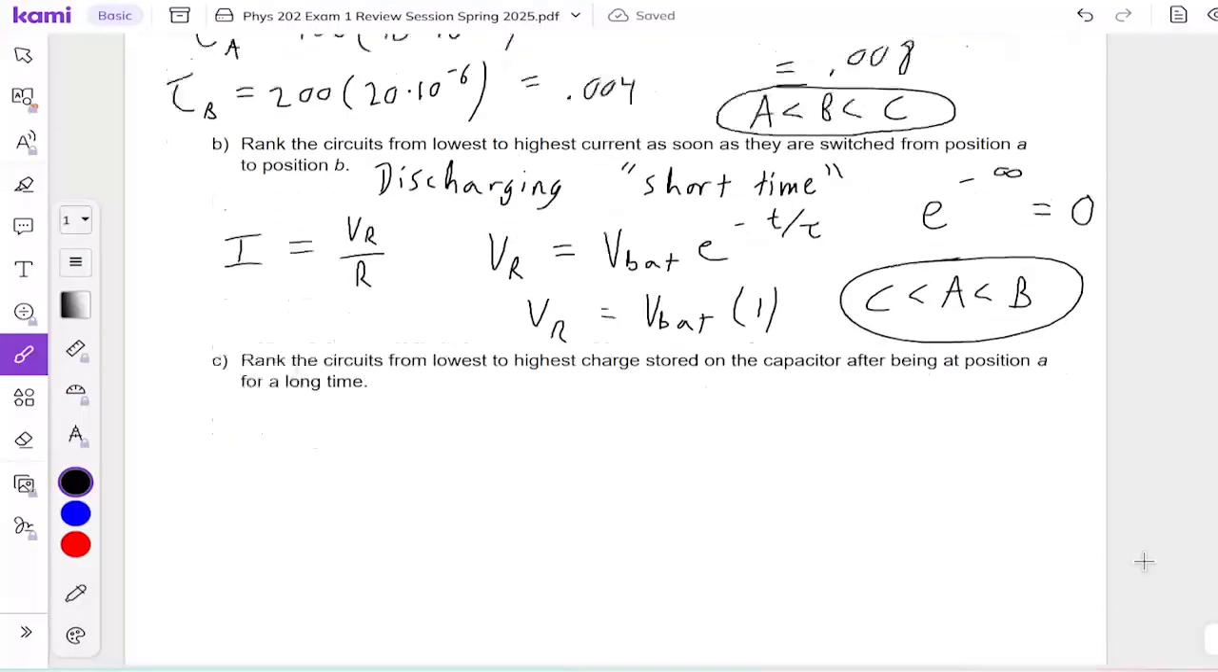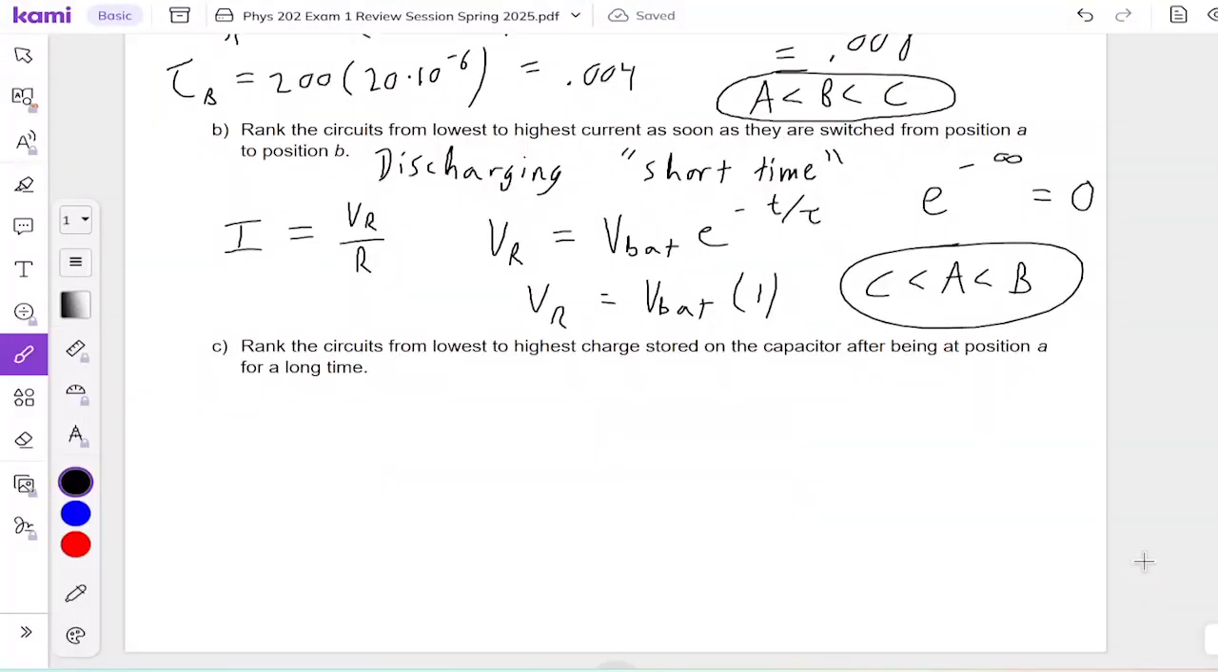Okay. Well, then I think we all know what's coming next. Skylar, can you help me out for part C? No, I'm just kidding. Lucy, it's your turn. Rank the circuits from lowest to highest charge stored in the capacitor after being at position A for a long time.